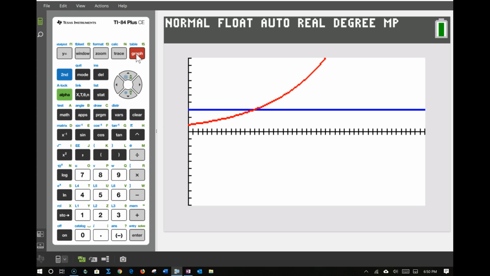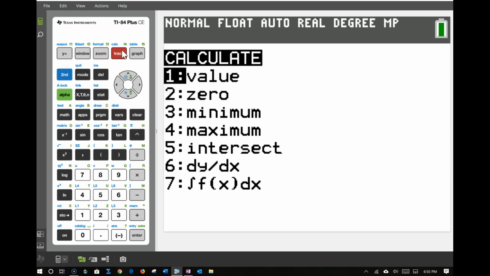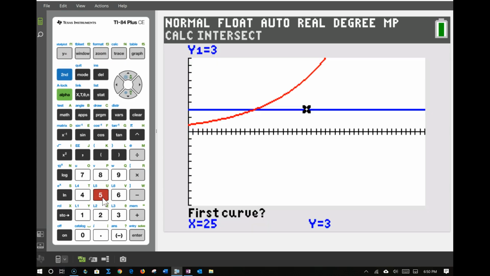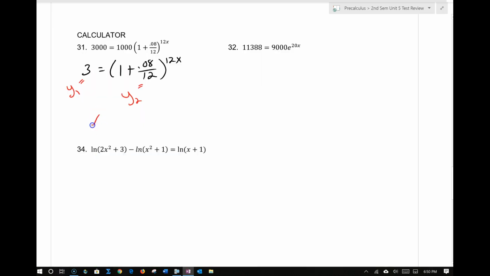Then you just got to go second trace, do number 5, which is intersect. And remember, you just got to go enter. It goes to the next line, goes enter. You don't want to guess, you just go enter. And it goes to the point of intersection. Remember, we're going to go to 3 decimal places. So this would be 13.778. So x is going to be 13.778. What do you guys think?